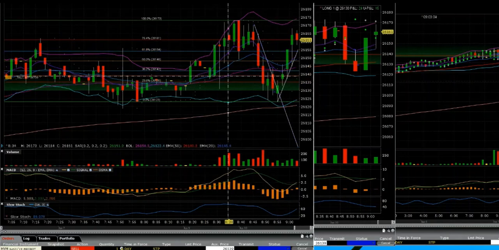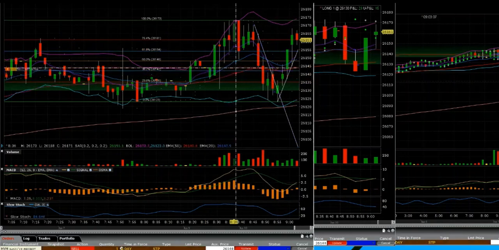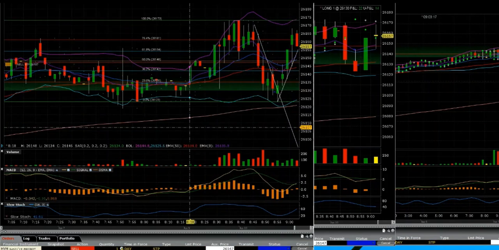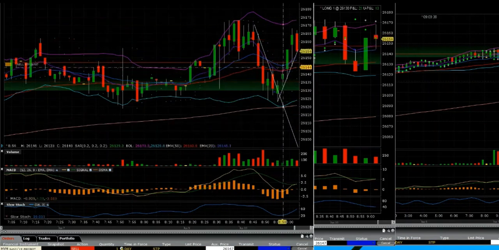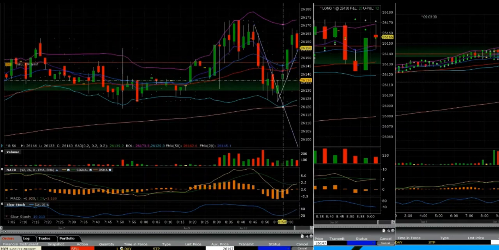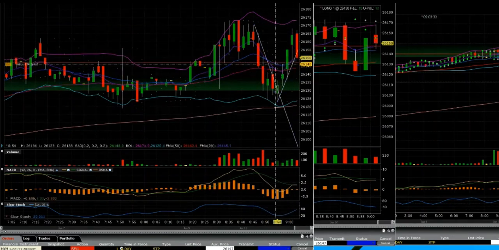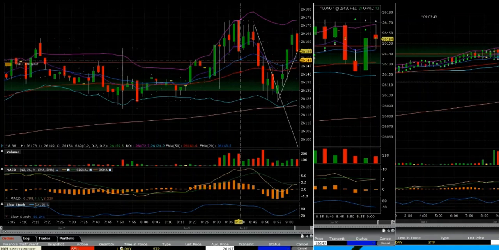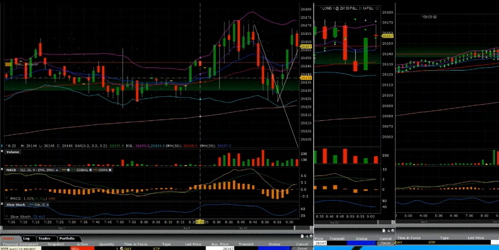Let me move this stop up while I'm at it. There's a big bar here, but I am going to move it up under the 50. 26,150 is an algorithm number, so I'm moving it up below that, and it's this uptrend line through the bottoms that acts as support. It did break through it, but it didn't break through the 8 and the 20. So my stop is below that 8 and 20.